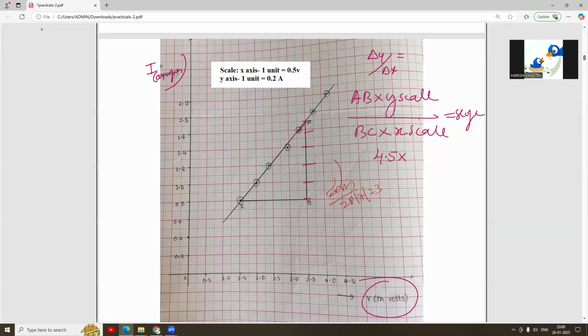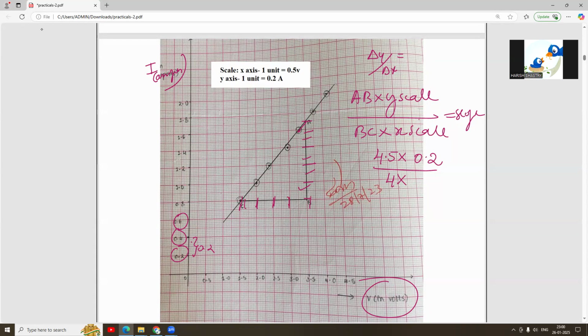4.5 units along the y-axis, and what about the x-axis? 1 unit, 2 units, 3 units, 4 units. 4 units, so here 4.5. What is the value of 1 unit? 0.2, 0.4, 0.6. That means 1 unit is 0.2. So 4.5 units: 1, 2, 3, 4, 4.5. 4.5 into 0.2, divided by 4 into, here there are 4 units, or you can call it 4 centimeter.